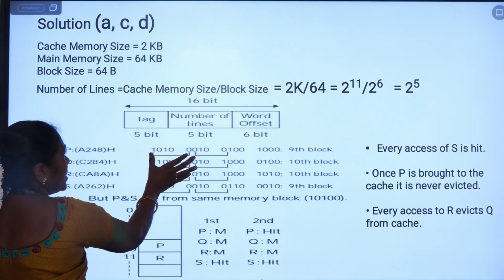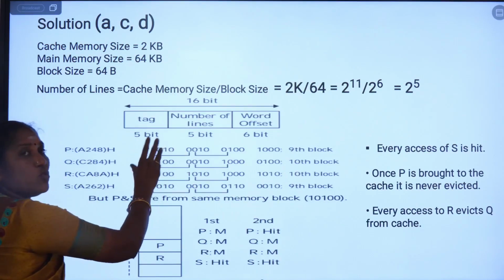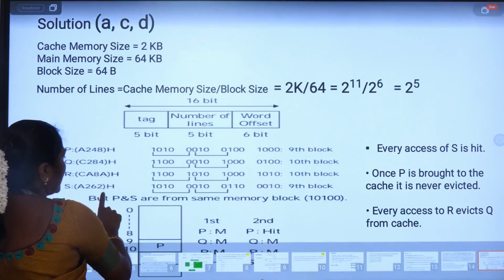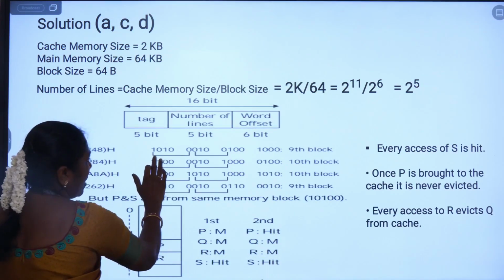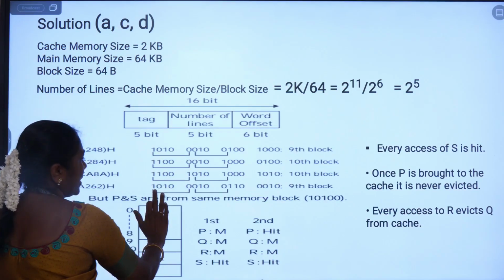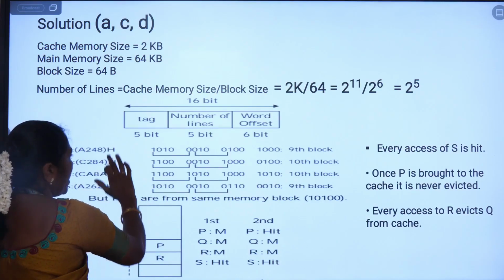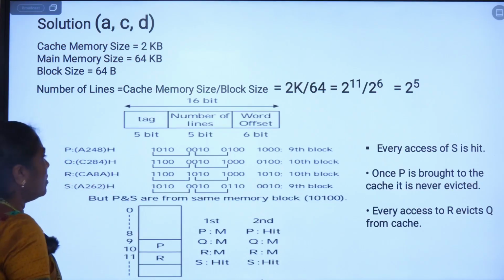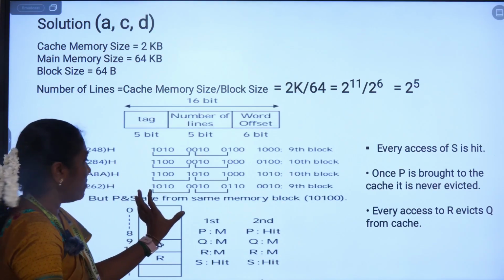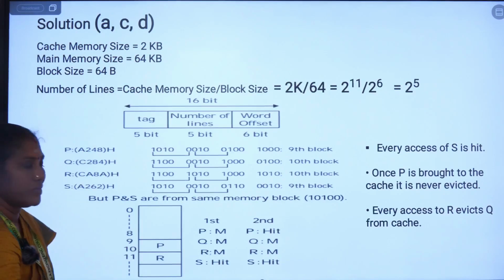Here, this first 5 bits are recorded as the tag bits. This one is used for the block number. Here, for P as well as S, we have the same block. See, 10100 and here 10100, whereas these two belong to the same block. So, now we are going to see how many times we are going to get a miss and when we are going to get a hit.